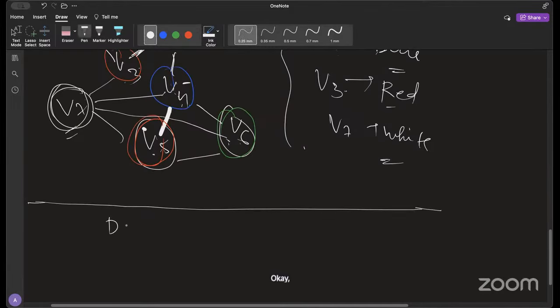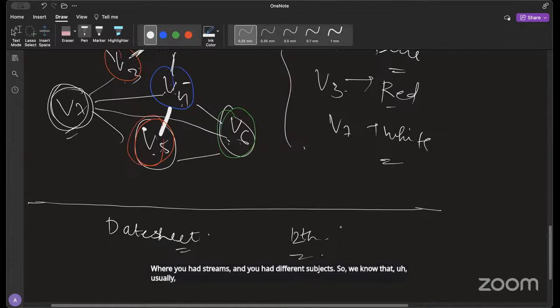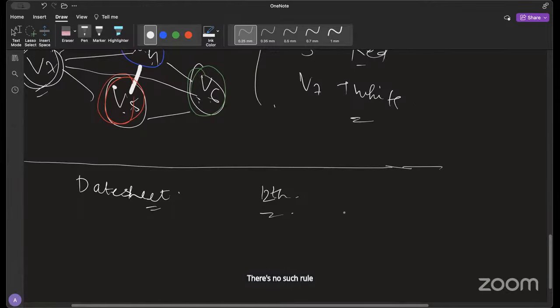Okay, then another example for graph coloring could be the date sheet problem. So let's say you have subjects, and let's go back to your 12th standard where you had streams and different subjects. Usually some subjects are not offered together, right? Like if you have economics, then economics is not generally offered with physics, right? In some schools it can be, but we're talking in general.